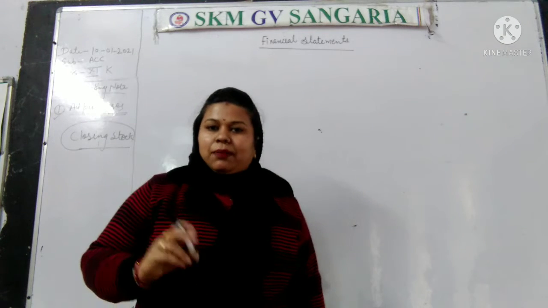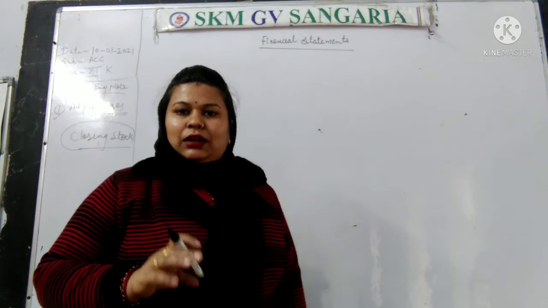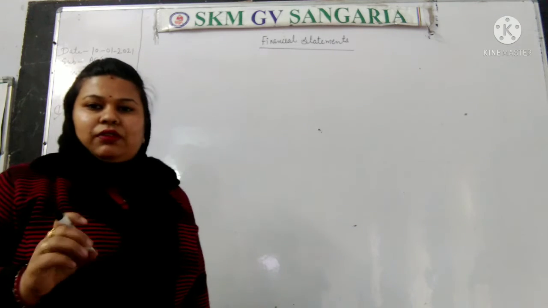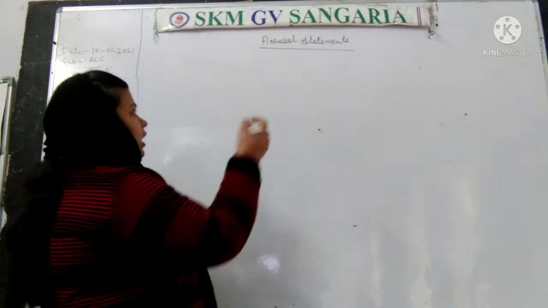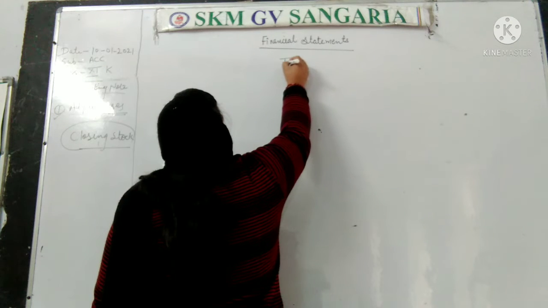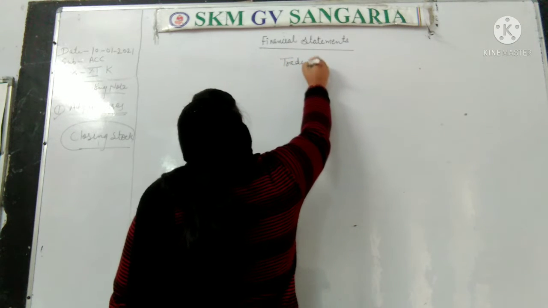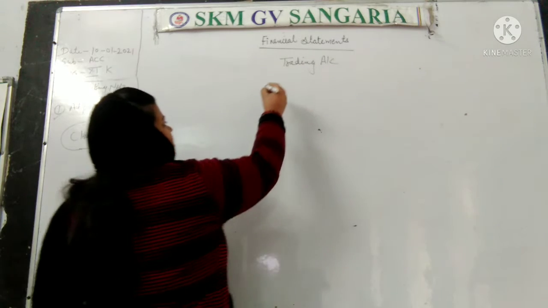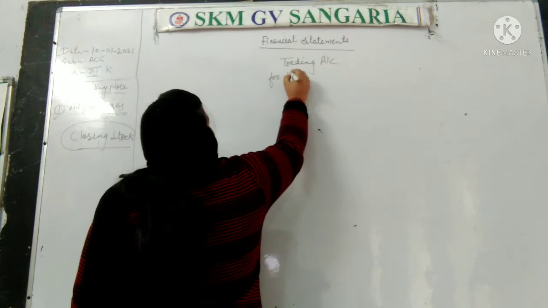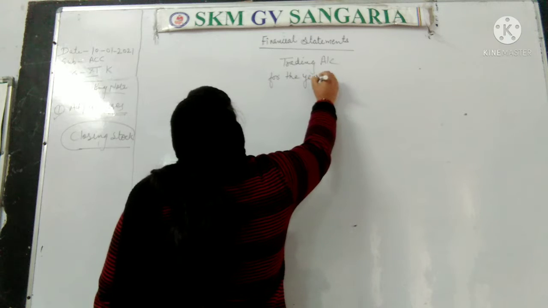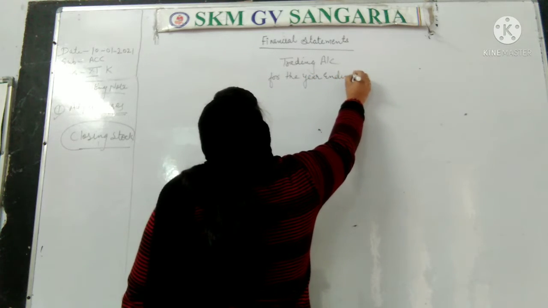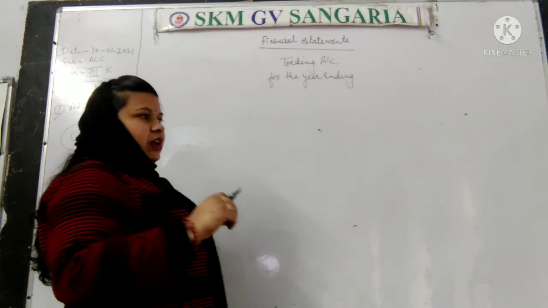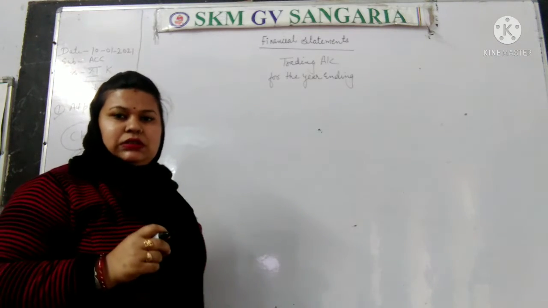So here we have to prepare the trading account for the year ending 31st March. After preparing the trading account, we will come to know the gross profit or gross loss. First of all, we will make the format of the trading account for the year ending 31st March 2010. So here we will write for the year ending. Why are we writing this here? Because from this we will come to know to which year the gross profit or gross loss is related.